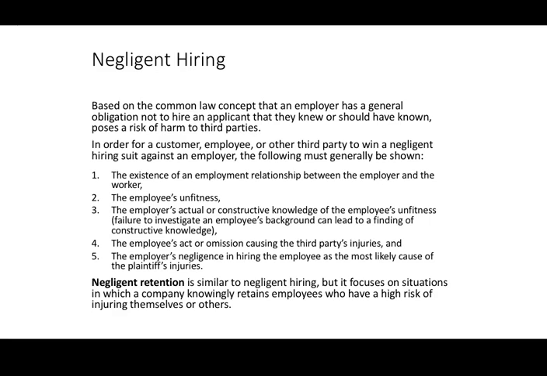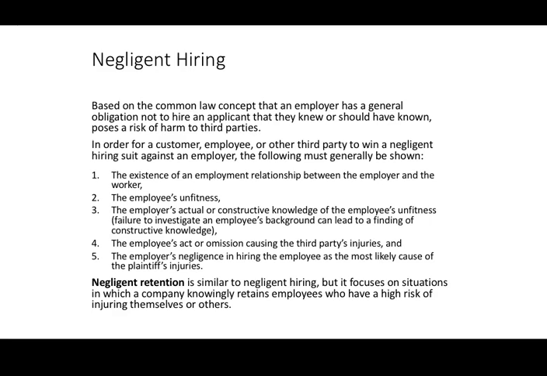Number 3, the employer's actual or constructive knowledge of the employee's unfitness. And what that means is that when we did a background check or we did a reference check, we knew or it was safe to assume that the individual was unfit for the job for whatever reason. And if we knew or we didn't do due diligence to find out, for example, if we failed to do a background check and found out that somebody had child abuse in their history and they're now working with children, that would be inappropriate.